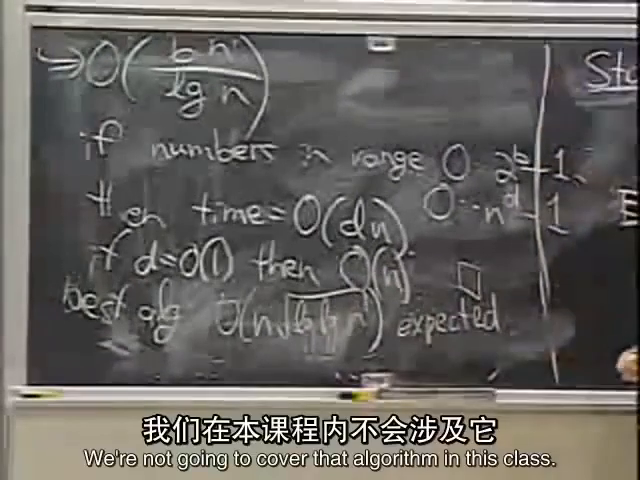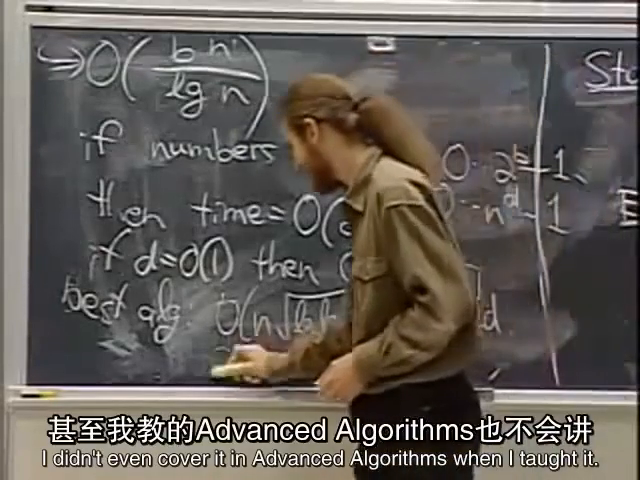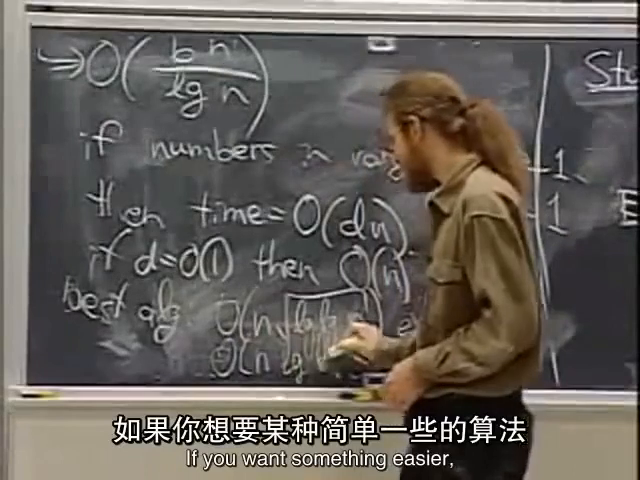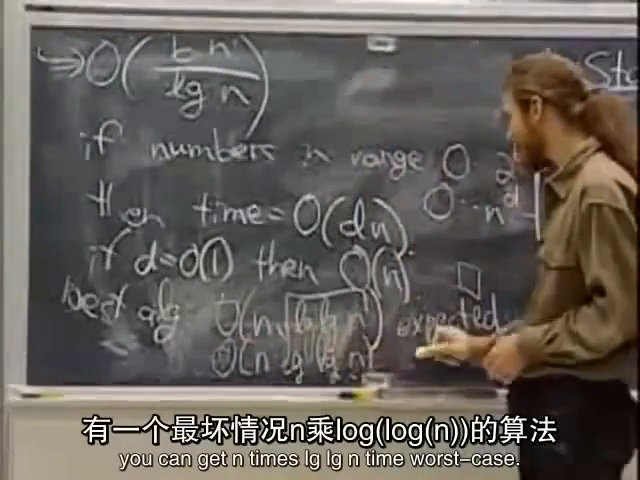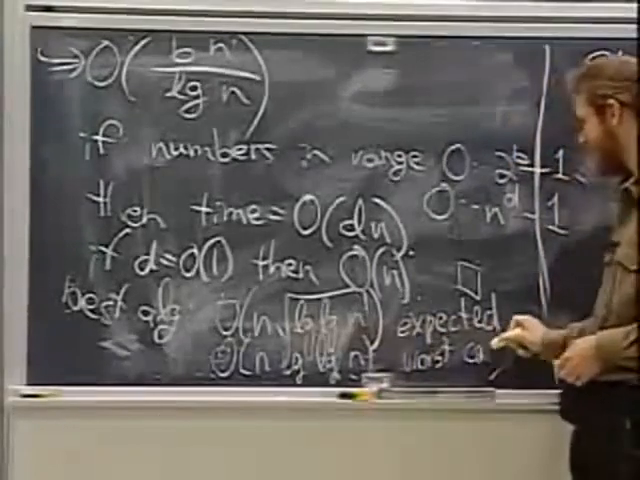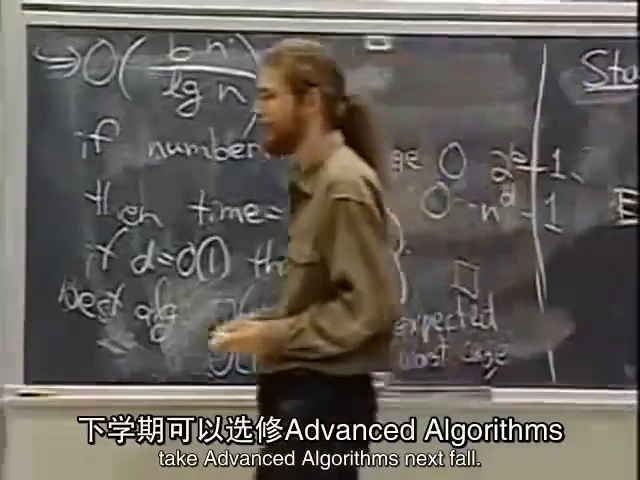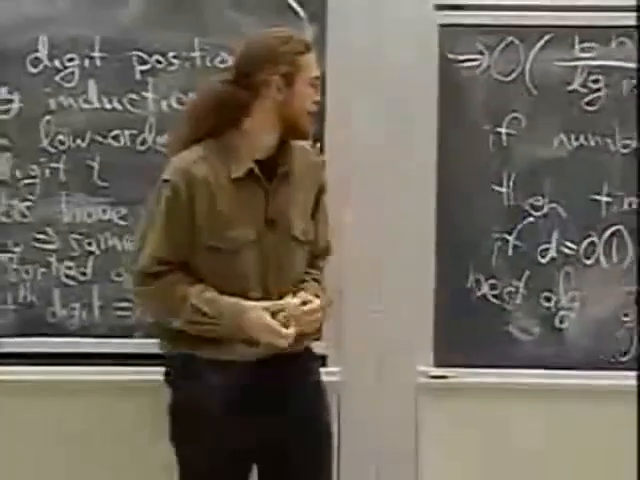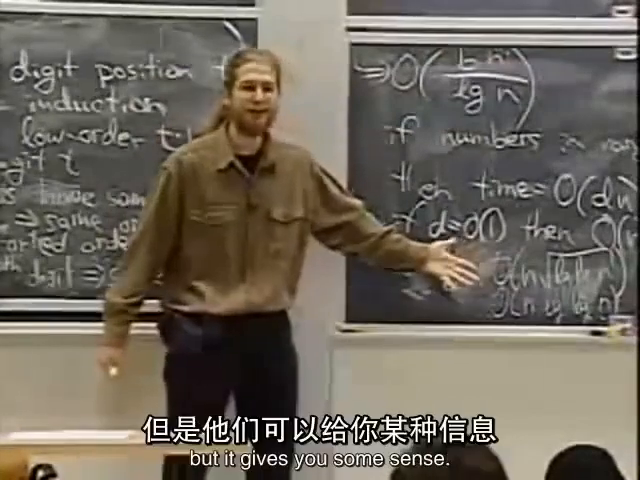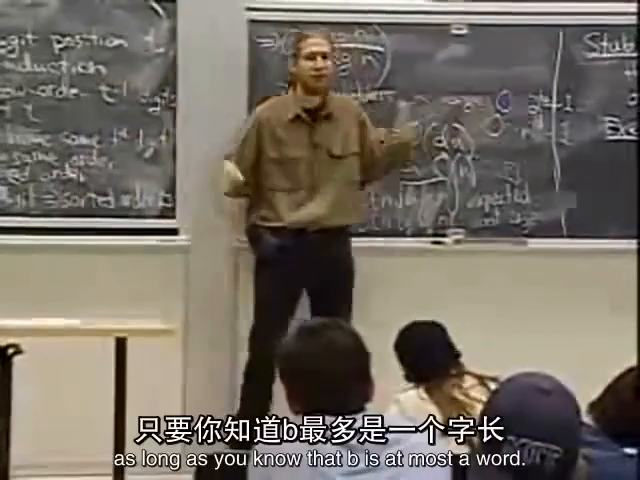We're not going to cover that algorithm in this class. It's rather complicated. I didn't even cover it in advanced algorithms when I taught it. If you want something easier, you can get n log n time worst case. And that paper is almost readable. I have taught that in advanced algorithms. If you're interested in this kind of stuff, take advanced algorithms, which is next fall, say. Sort of one of the follow-ons to this class. So these are much more complicated algorithms. But it gives you some sense. You can even break out of the dependence on b as long as you know that b is at most a word.